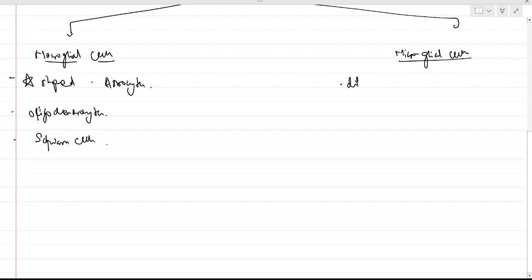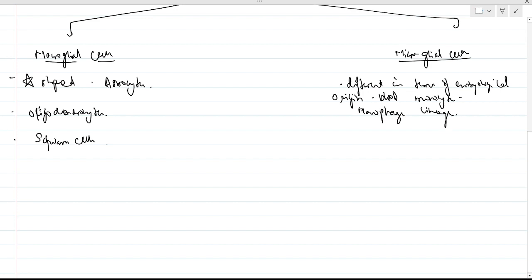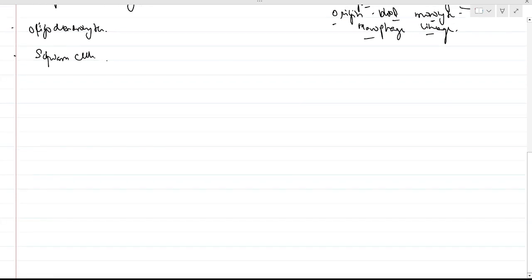Now the microglial cells are different in terms of their embryological origin. They arise from blood monocytes, of macrophage lineage. Microglial cells are different in terms of their embryological origins. Now let's start with the discussion of our macroglia.